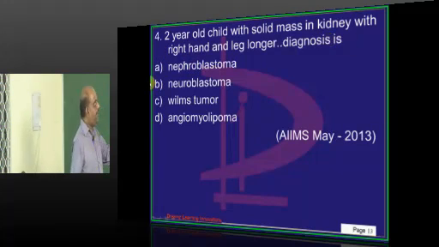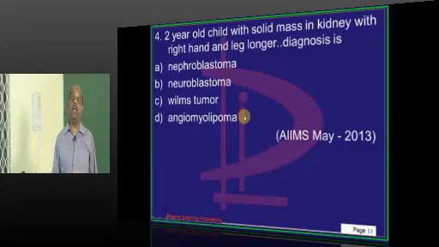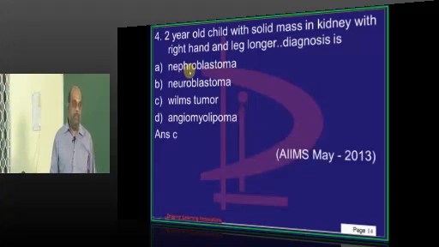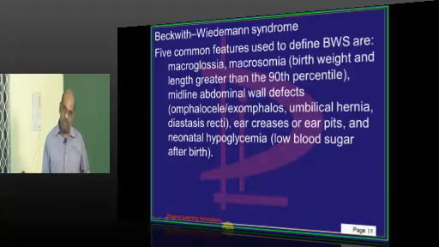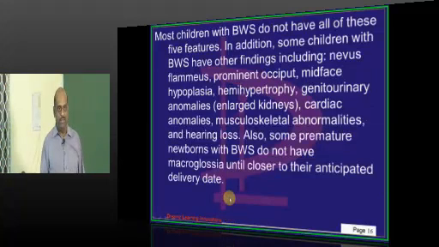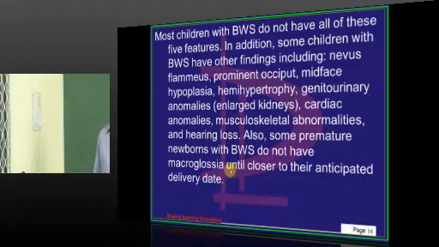2-year-old child with solid mass in kidney, right hand and leg are longer. What is that called? Hemihypertrophy. Hemihypertrophy is a feature of Beckwith-Wiedemann syndrome, where you will also have Wilms tumor. Once more, it is in the top 20 topics in the pediatrics list given to you. Wilms invariably is a part of it, right?